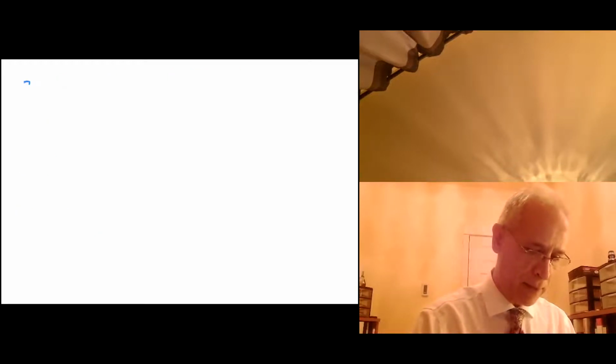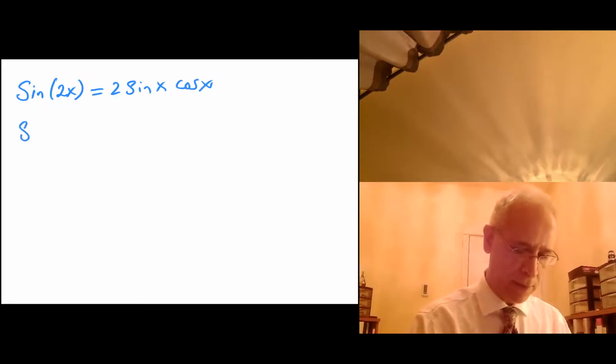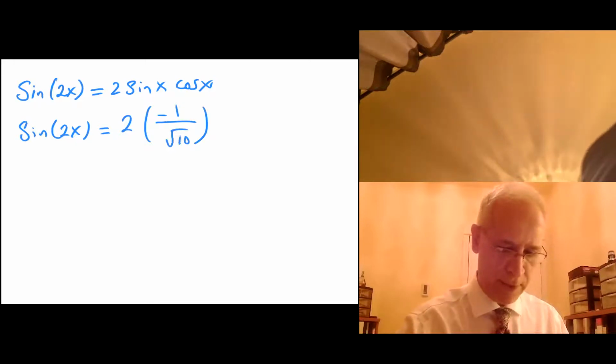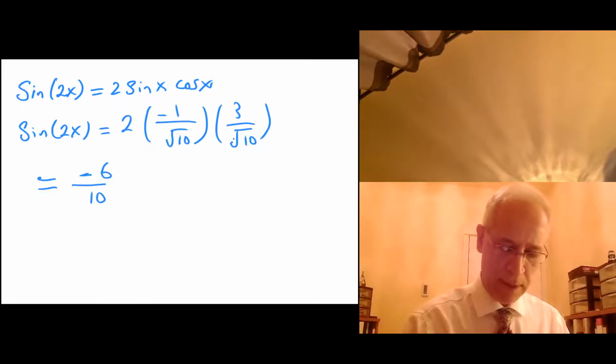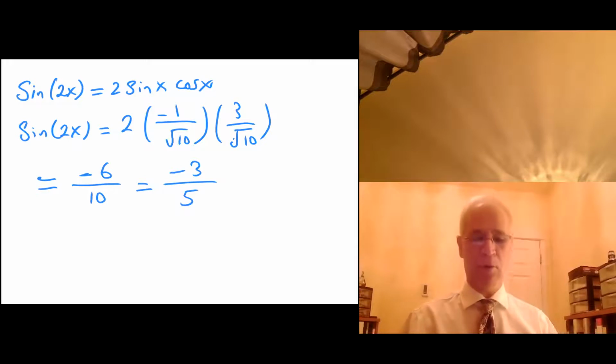First starting with sine of 2x equals 2 sine x cosine x. So sine of 2x equals twice sine of x, which was -1 over root 10, times cosine of x, that was 3 over root 10. That equals -6 over 10 equals -3 over 5. So sine of 2x equals -3 over 5.